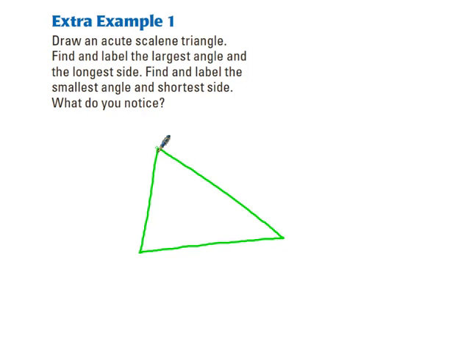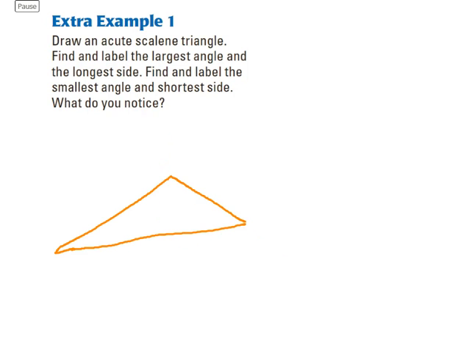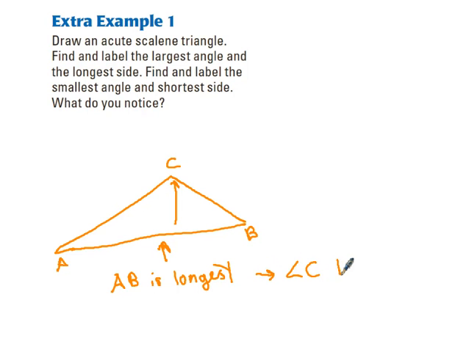I almost drew an isosceles. This is sad. Okay, so we have this triangle that magically went from green to orange. And so we need to find and label the smallest angle on the shortest side and the largest angle on the largest side. So this is the longest side right here. We'll call this side AB. So AB is longest. Therefore, that means that angle C is the biggest, the largest angle.